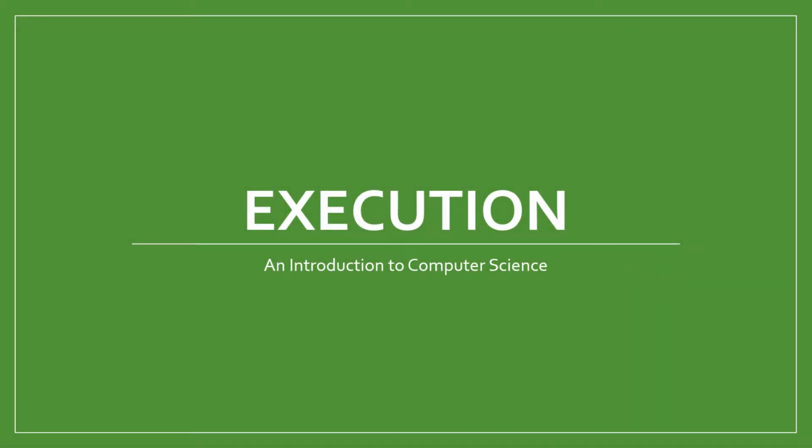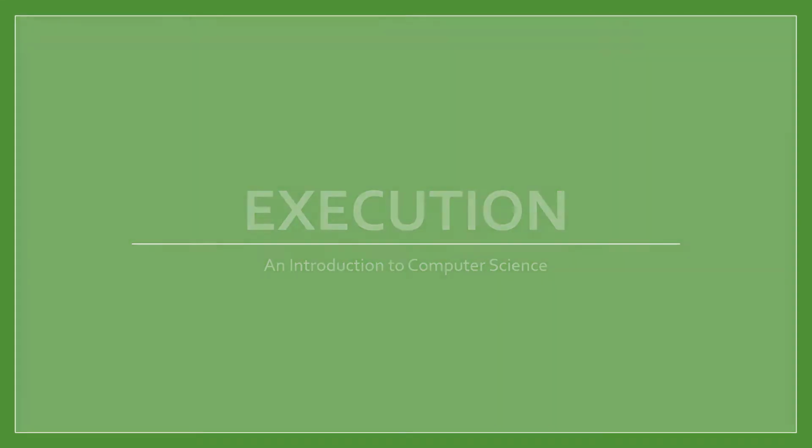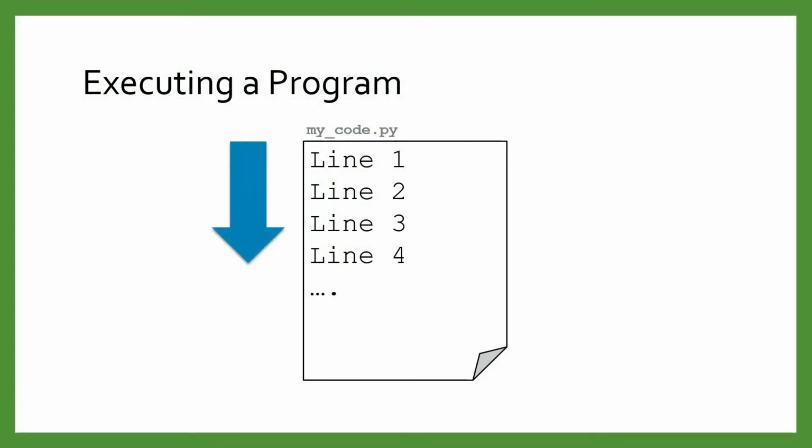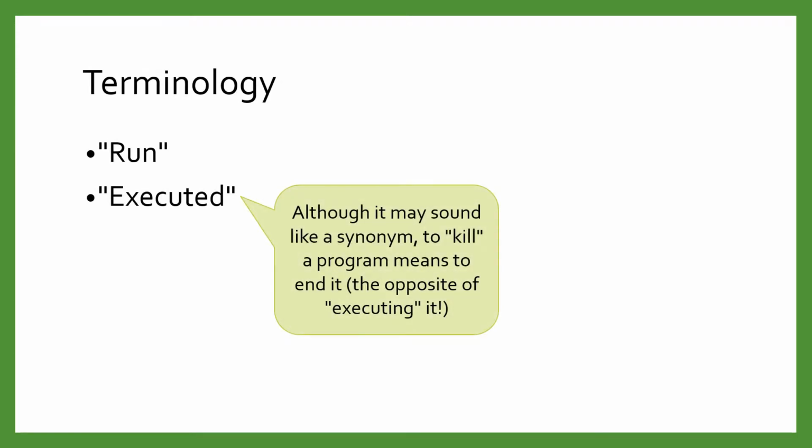Let's learn about executing programs. Once a program is written, it can be executed. This means that the program will be read by the computer one line at a time, and the computer will perform each step. We say that a program is run or executed.